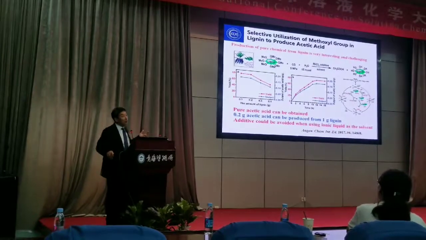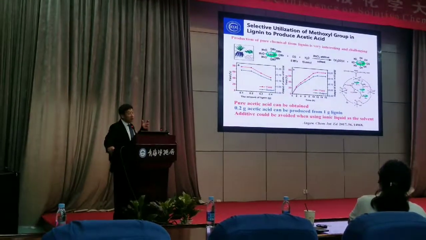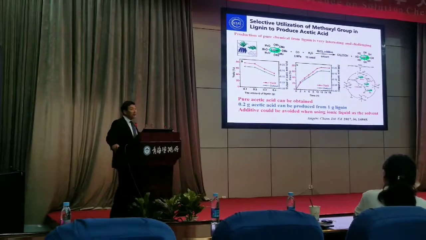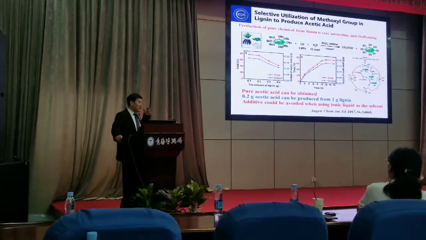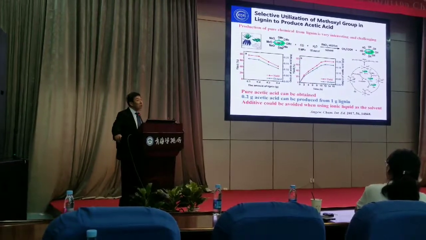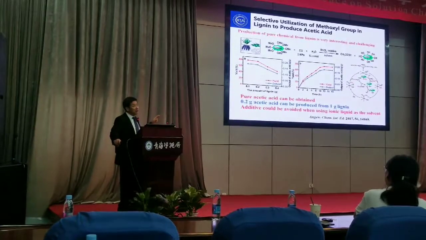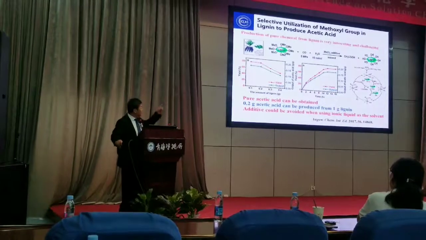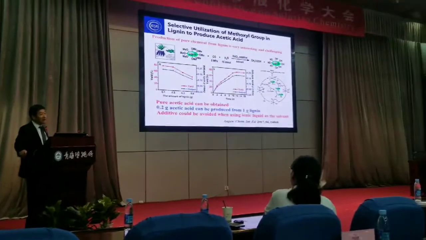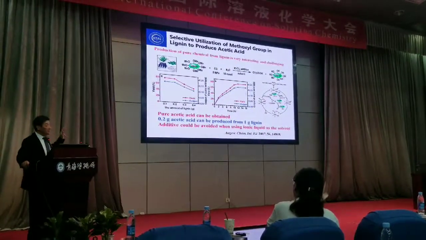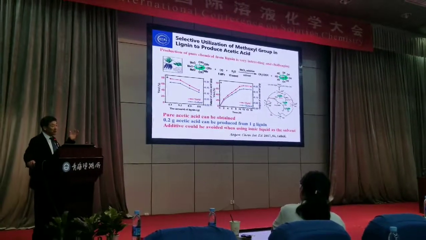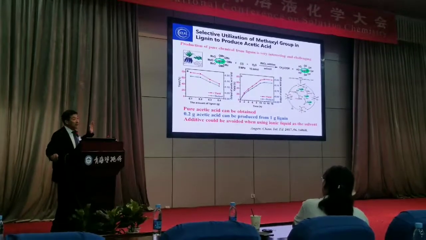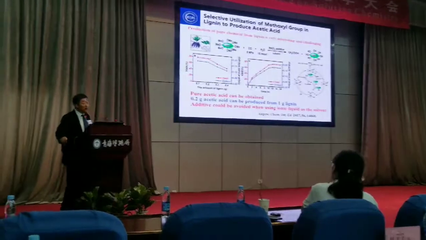For the recycling, we didn't do that, because we used a homogeneous catalytic system here. But in the following work we designed some heterogeneous catalytic systems that can be recycled. Some can be recovered, but for this one we didn't do the work on recycling the catalytic system. We just want to show the idea. From lignin, people get a number of chemicals. We want to show that if we can selectively convert one group of the polymer, then we can get a pure chemical.